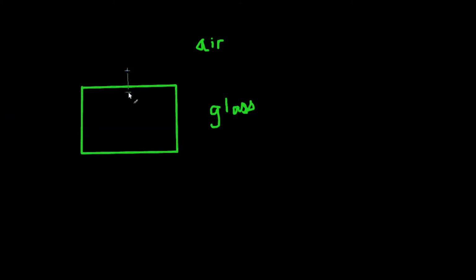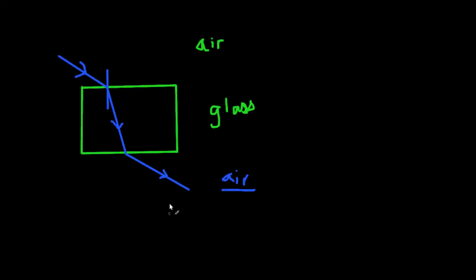Let's draw the normal, a bit more on this side. Here's your incident ray. It's going to bend towards the normal and then back away from it, considering that this is air and over here. So you can see here that the ray is coming like this, bending towards the normal and going out.